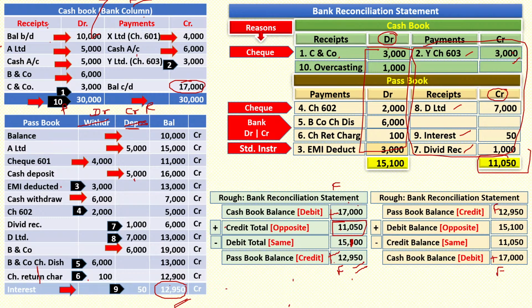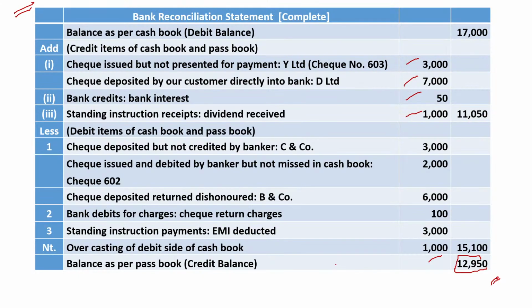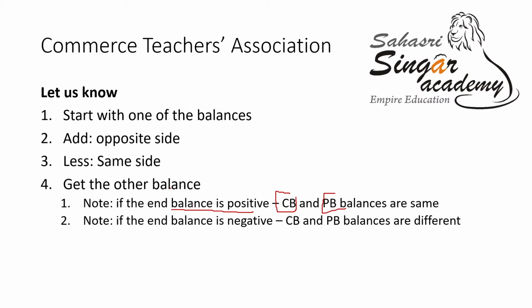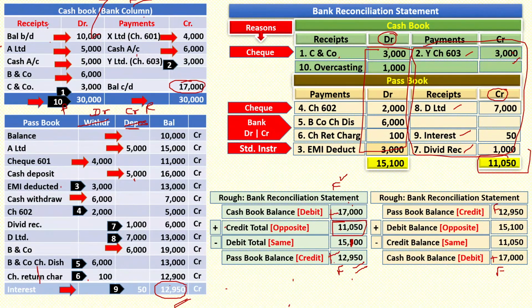If we are starting with a positive number and ending with a negative number, this will be favorable, ending maybe in overdraft. So overdrawn, we will see in the subsequent illustration how this will appear. But here I have given this one. If the balance is positive, cash book and passbook balances are the same. If the ending balance is negative, cash book and passbook balances are different. Is that okay? So these are the predominant points you have to note here. Is that clear? Come on, make a note of it.